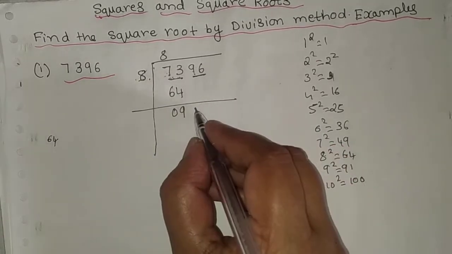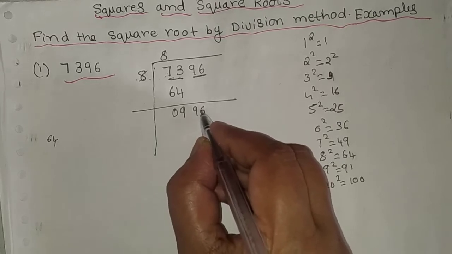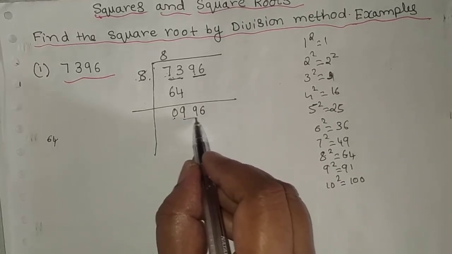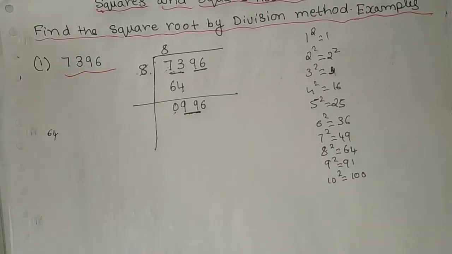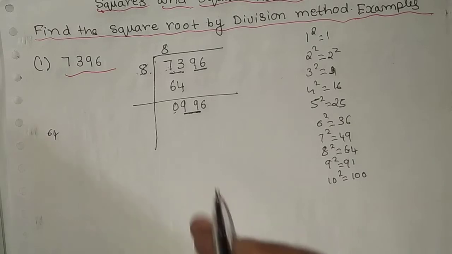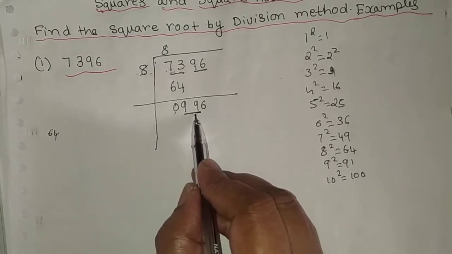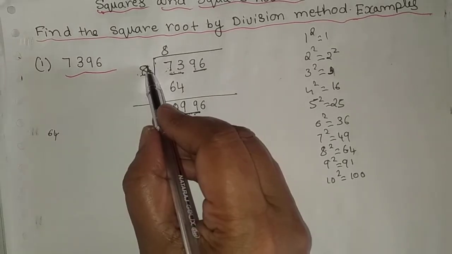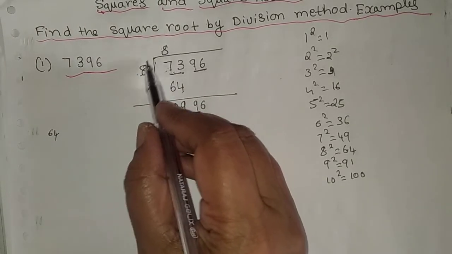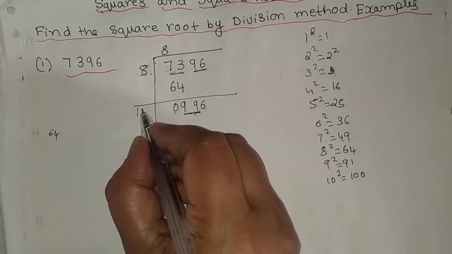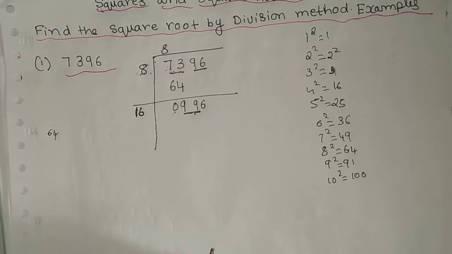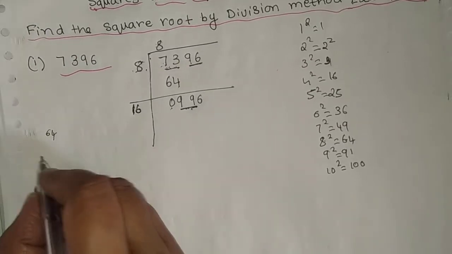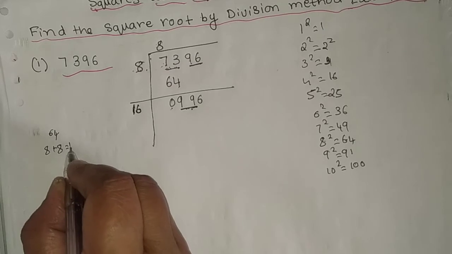Bring these other two numbers down here. Next step. Since the first number is 0, we will take this number, that is 99. So the next step: first we add these two. 8 plus 8 will become 16. So now 16. 8 plus 8 we made it as 16.